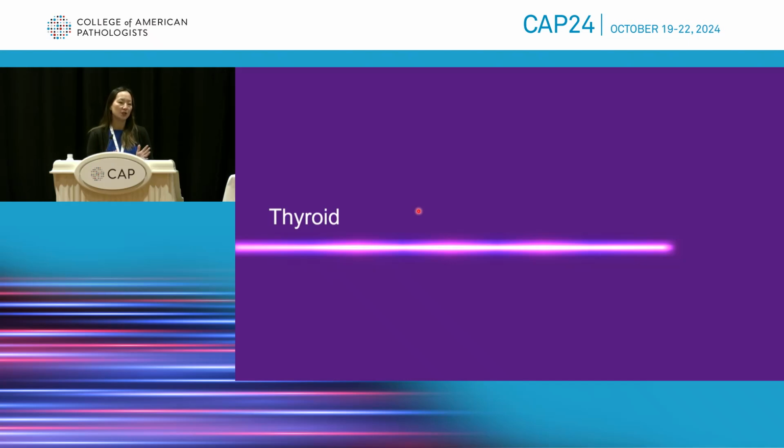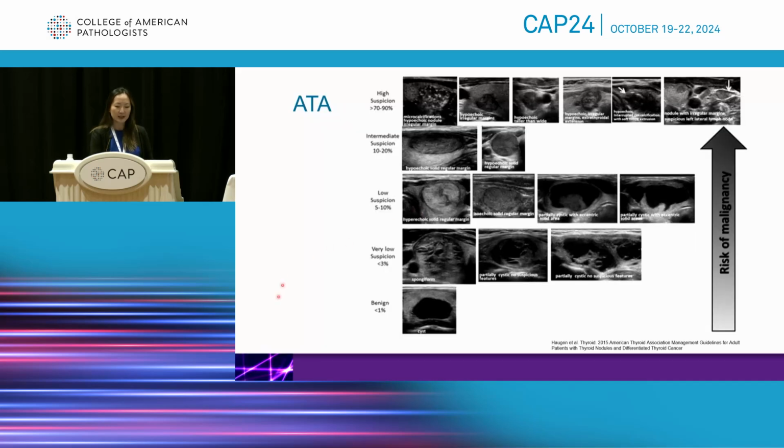But there's actually two different clinical risk stratification systems to try to select for when you need to biopsy these thyroid nodules. So first I'll talk about the American Thyroid Association, or ATA, risk stratification system. And this is probably projecting a little bit small, but this is from the most recent guidelines.